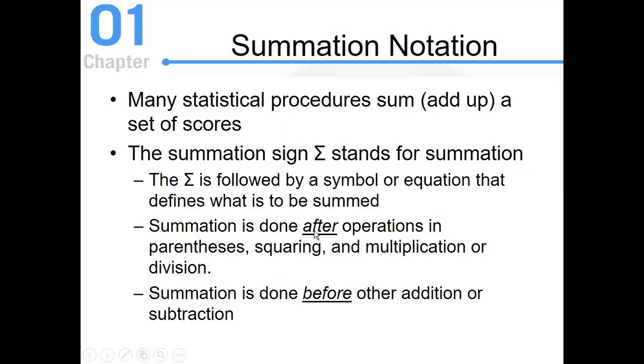Summation is done after operations in parentheses, squaring, multiplication, and division. But the summation is done before you add or subtract. So addition and subtraction are the absolute last things you do. If I had a formula, the first thing I do is everything in parentheses, then I square the exponents, I do my multiplication, my division, then I do summation. And then after summation, I do addition and subtraction. A little nuance there that's important to note.